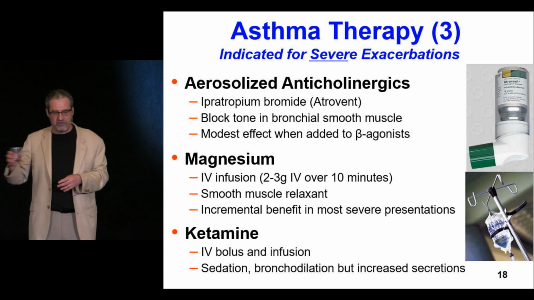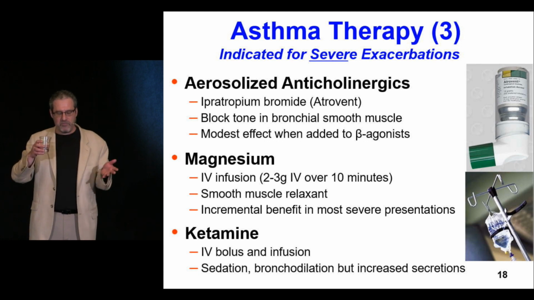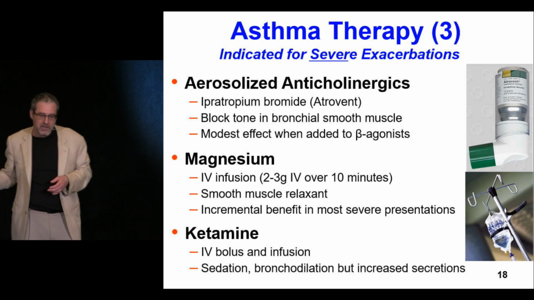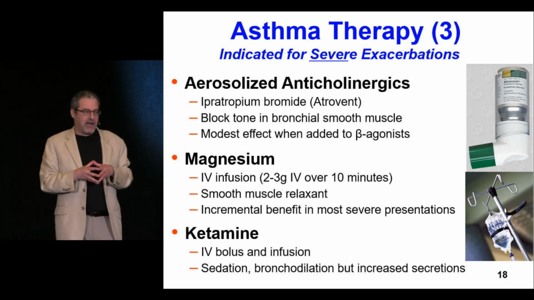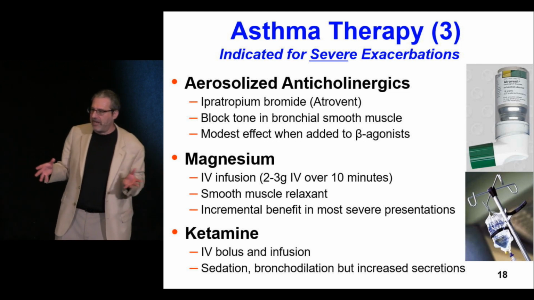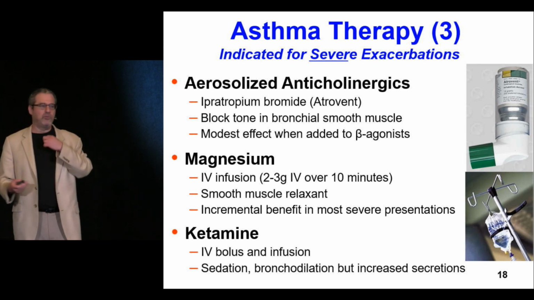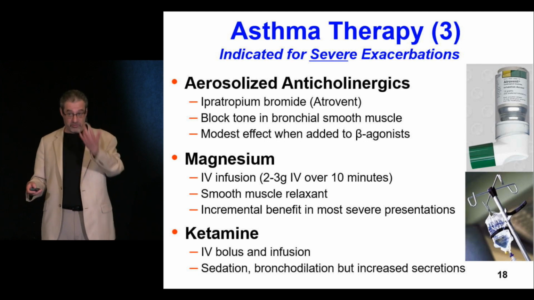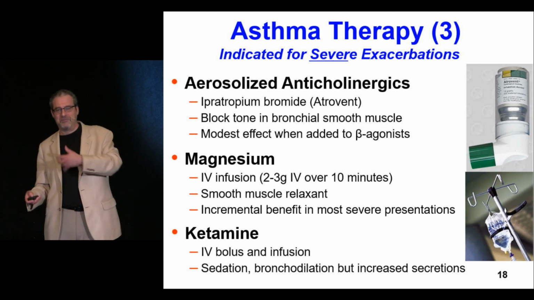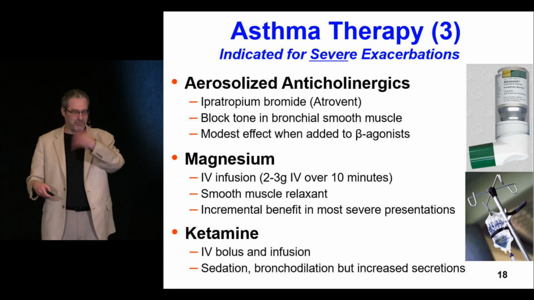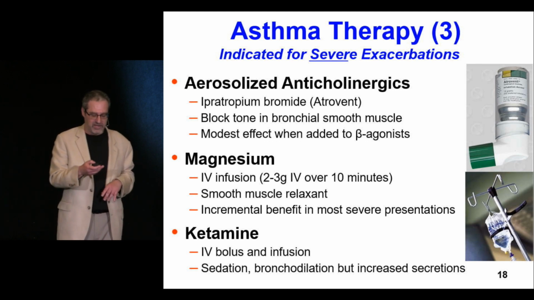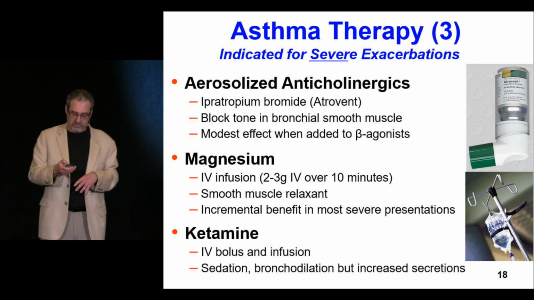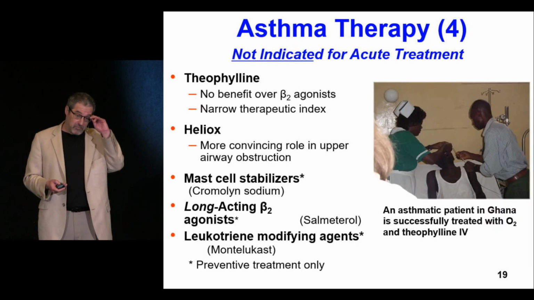In terms of Atrovent, it's a bronchial smooth muscle relaxer. Magnesium is the same thing. And ketamine is definitely a right answer. You can use ketamine. The only thing to keep in mind is that when you use ketamine for asthma pre-intubation, it increases secretions, and sometimes that can have an untoward effect because they've got so many secretions coming out. Just be aware of that if you're using ketamine before intubation. I use it both before and after intubation now.